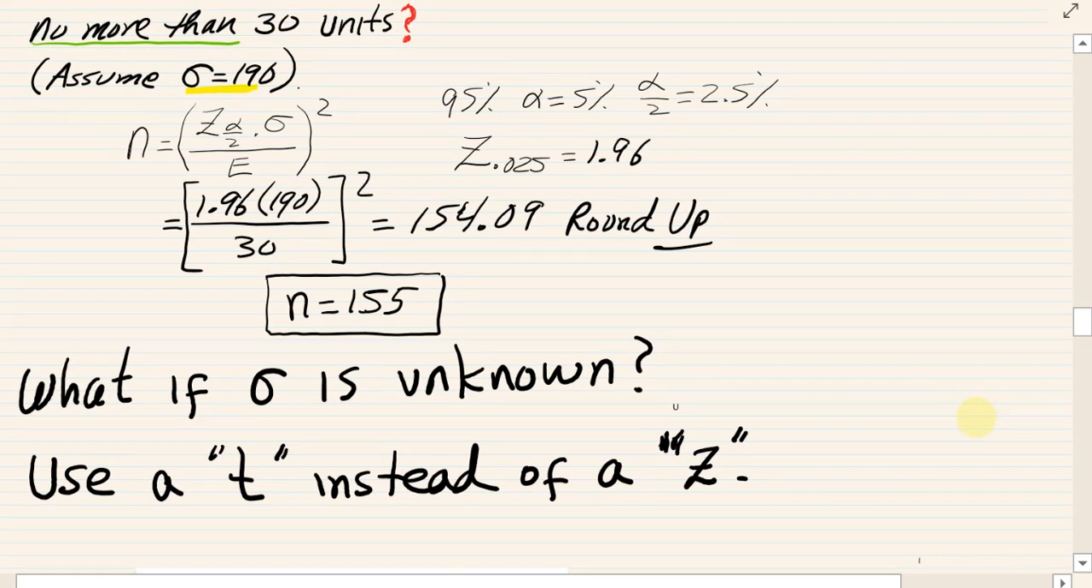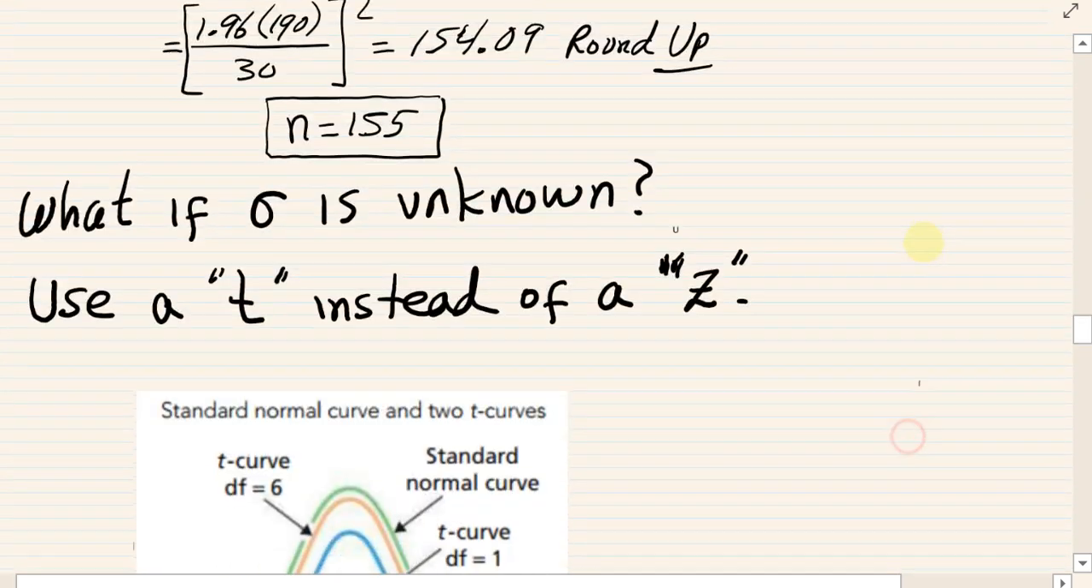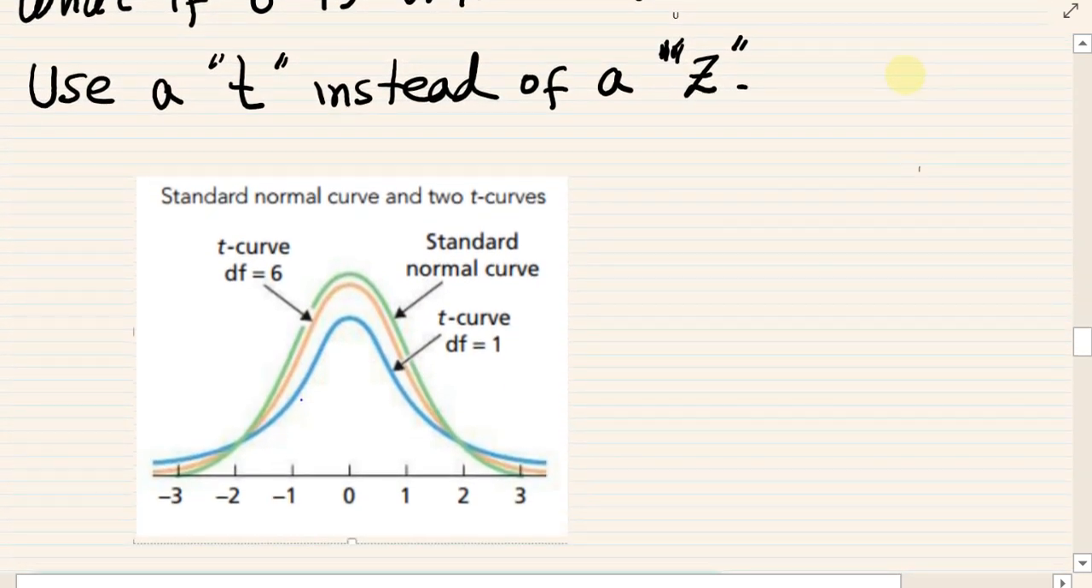Instead of what used to be a Z, we now use a T. Now, this T is actually a T probability distribution, which is called a Student's T distribution, or simply a T distribution. This probability distribution looks just like a normal distribution.